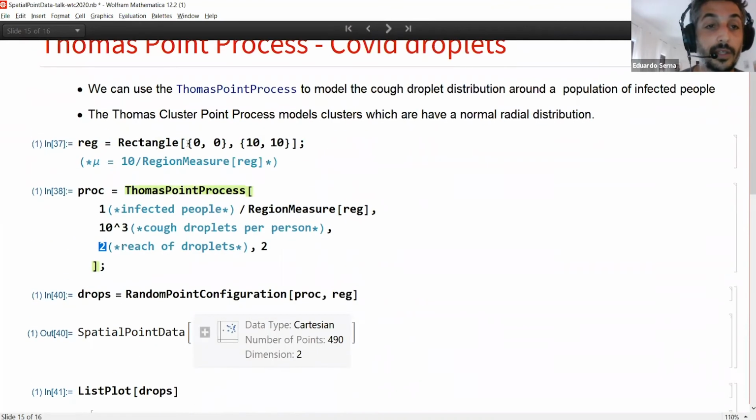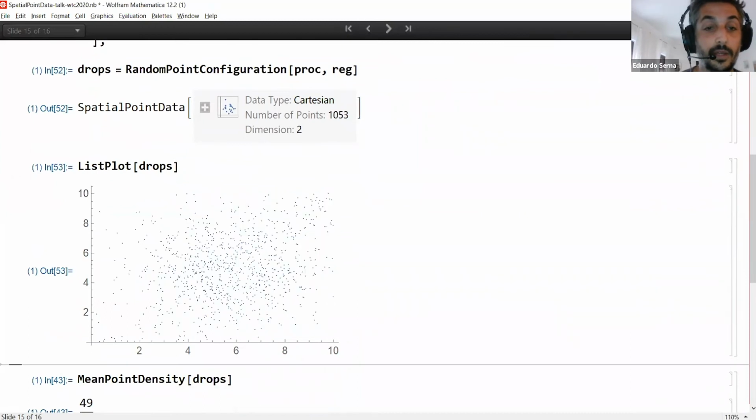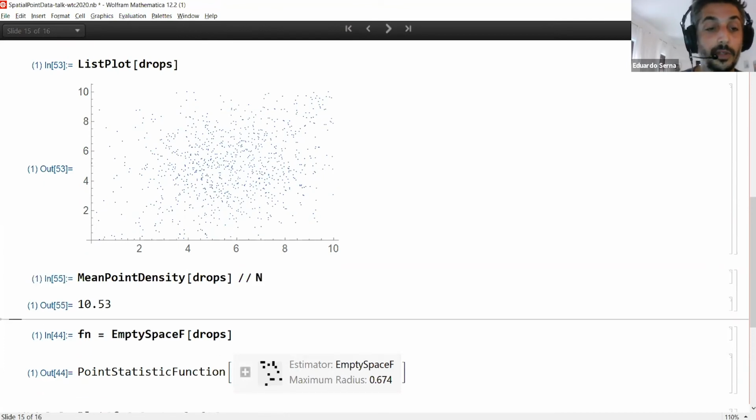Each time we sample from this process, we'll get a different distribution. Sometimes the droplets will be in the center, and sometimes there will be more than one person. It depends. And with this we can compute the mean point density of the cough droplets, in this case 10. And here the question is, is this a big number? I don't know, because I'm not an epidemiologist, but this is a tool that allows an epidemiologist to figure out if this is a number where someone is likely to get infected or not.